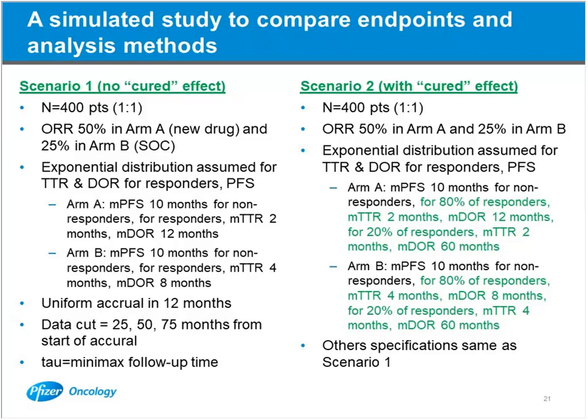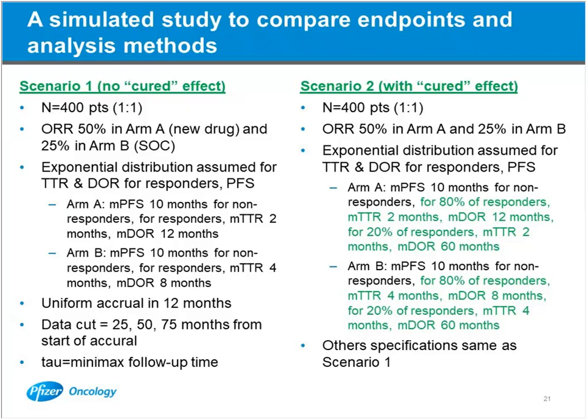In arm A, the median PFS is 10 months for non-responders. For the responders, the median time to response is 2 months. The median duration of response is 12 months. For arm B, median PFS is 10 months for non-responders. So for the non-responders, arm A and arm B are the same. For the responders, median time to response is 4 months, so 2 months longer than arm A. Median duration of response is 8 months, so 4 months shorter than arm A.